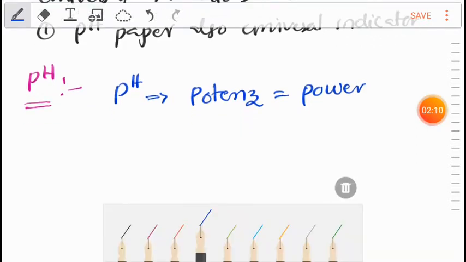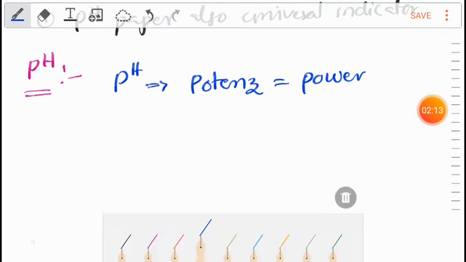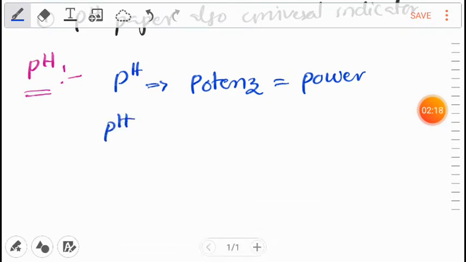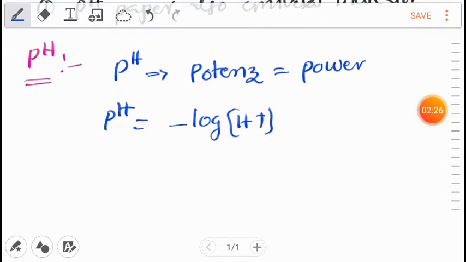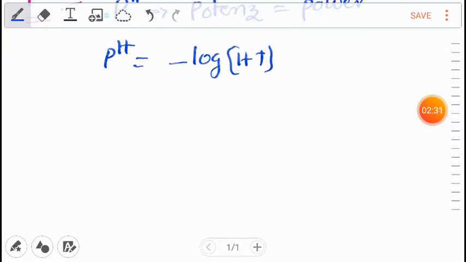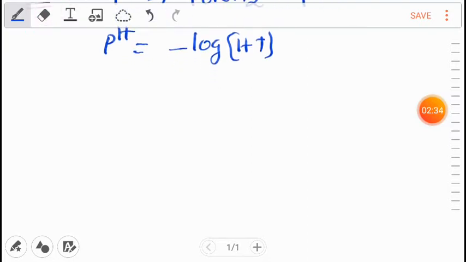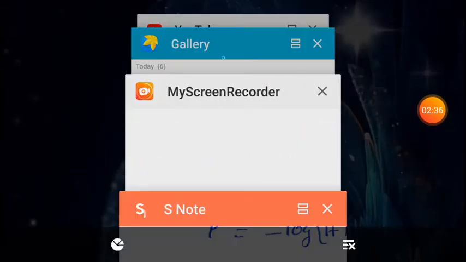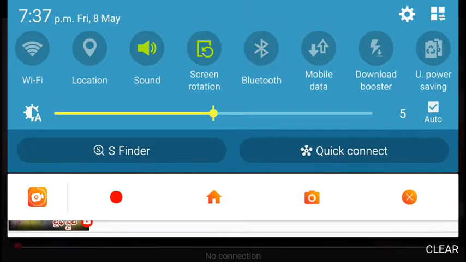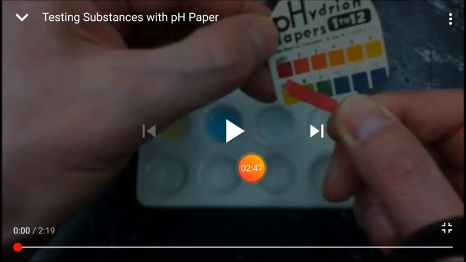Before doing the experiment, I will explain a little about pH. In the higher classes we will learn about this: we can calculate the pH by using minus log of the H plus ion concentration. In higher classes you will learn this, and now we will do the experiment. Once you understand this experiment, you can clearly understand the pH values and everything.